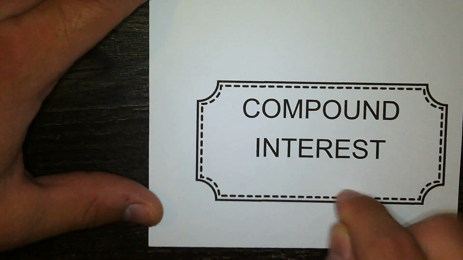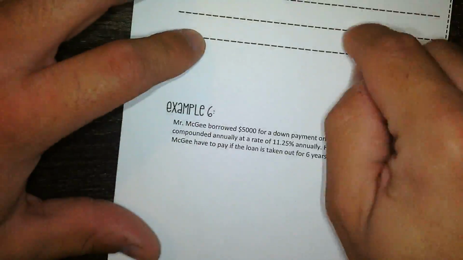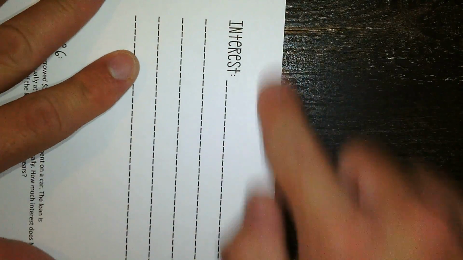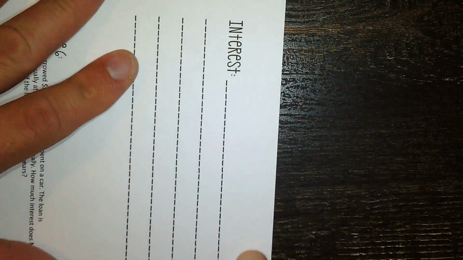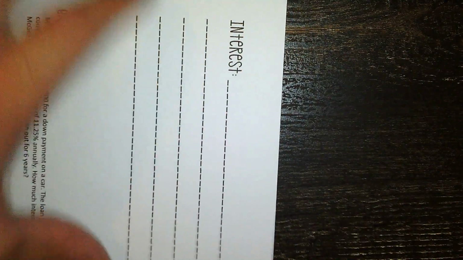Okay, once I've done that, I'm going to take my compound interest side, the one that says compound interest, and flip it over. Now, what I want to do here is I have all this excess space up here at the top that I really honestly don't need, and it's going to make it look a little funky. So what I'm going to do is cut off this top piece right here, right above interest.